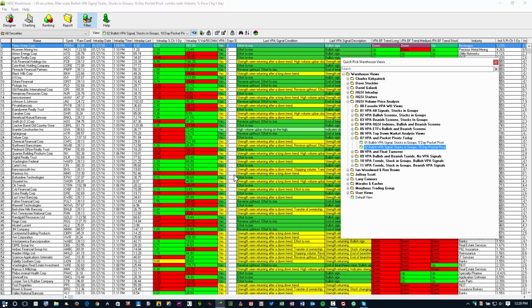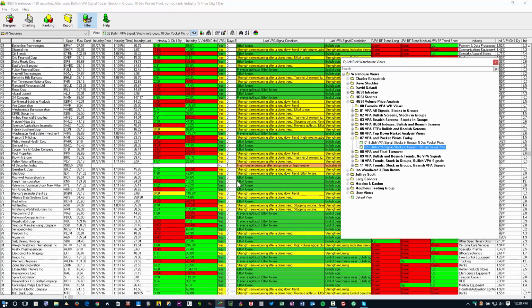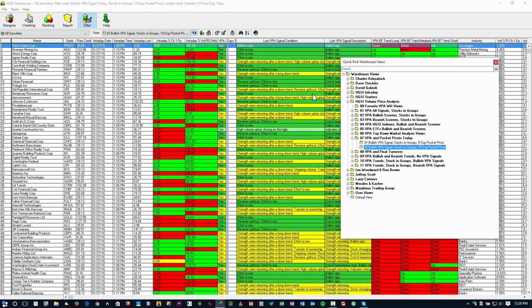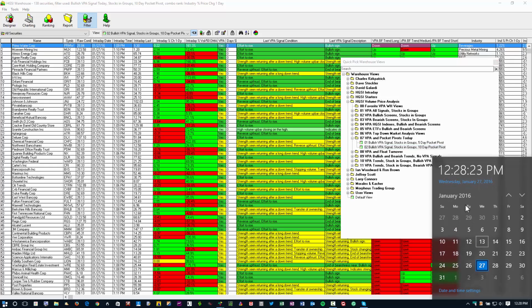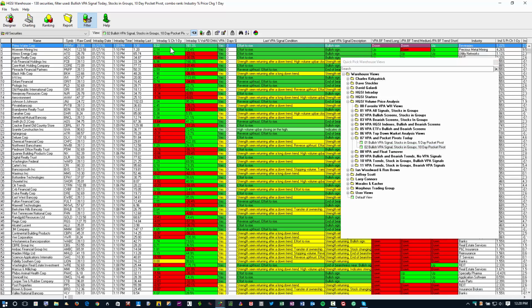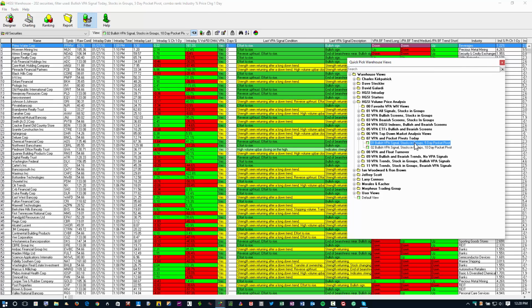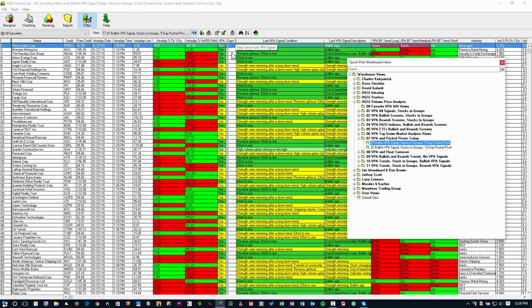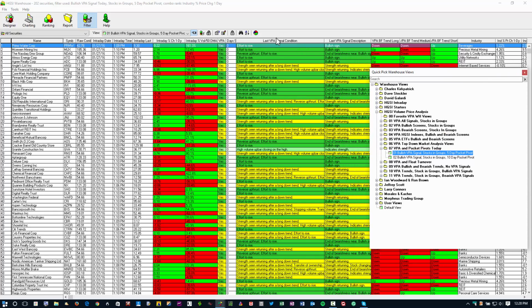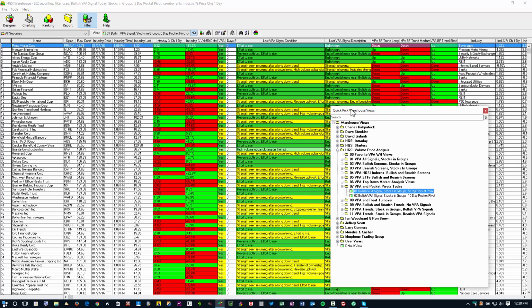0 is for today's crossover. It has to be a 0 to be the crossover. This is using yesterday's data, and I'm doing this intraday at 12:28 on Wednesday. What is the date today? It's January 27th. So by using this, you can see the stocks that had a VPA signal yesterday and also either a 5 or a 10-day pocket pivot. And you can see what those VPA signals were at the time.